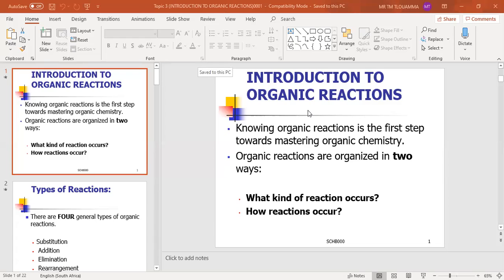Firstly, you need to understand the concept of reactions. By reaction, we're simply meaning the chemical process whereby substances act mutually on each other, or they are changed into different substances. One substance changes to become another substance. So that's basically the meaning of reactions.